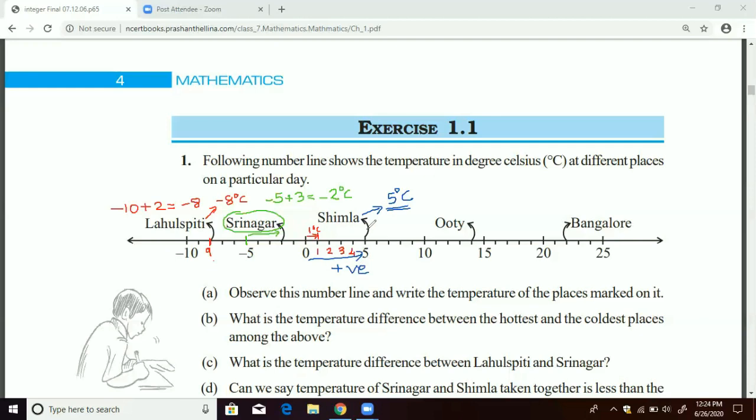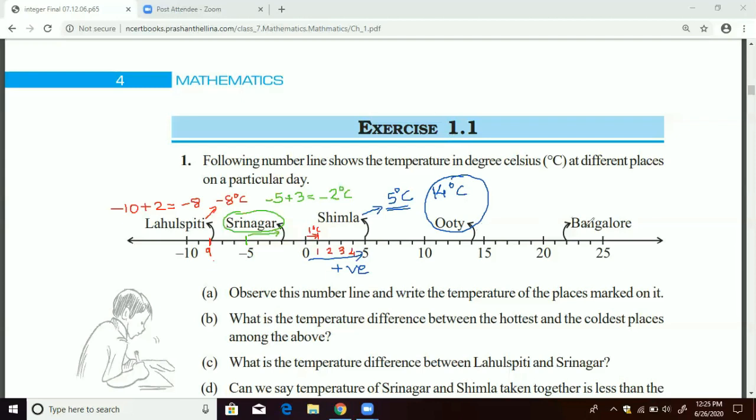Next, we arrive at Ooty. What is the temperature in Ooty? Here you can see this is less than 20 and greater than 10. You can see this is 1, 2, 3, 4. So that means 10 plus 4, that is 14 degrees Celsius is the temperature in Ooty. Ooty's temperature is 10 plus 4, that is 14 degrees Celsius.